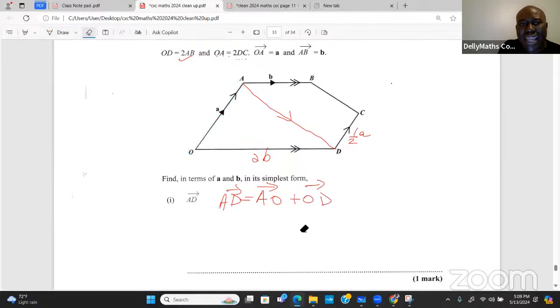Let us now finalize this idea. Now, AO, notice I'm going against the arrow because I have OA but I am going AO, so it's going to be not A, but the opposite of A. And then I'm going to utilize OD just the same, positive 2B. So we're done. That's 1 mark right there.